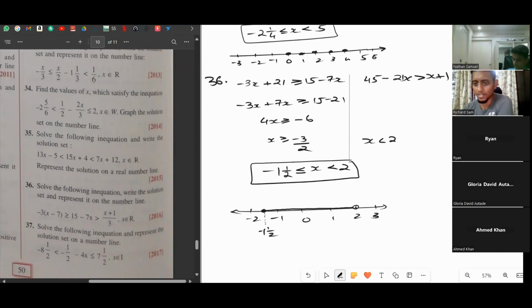So I'll take the minus 21x to the right. No, wait, I have to take the x to the left, no? Okay. So that's minus 21x minus x greater than 1 minus 45, correct? So that's minus 22x greater than minus 44. So keep the minus x over here greater than minus 44 upon 22.